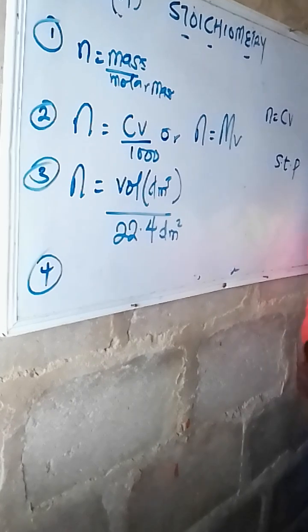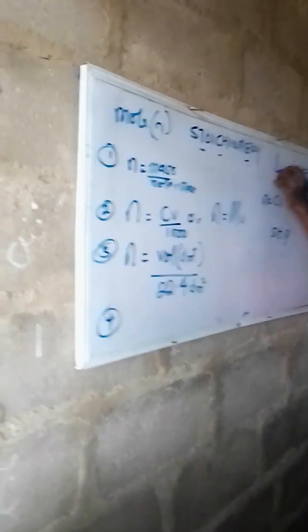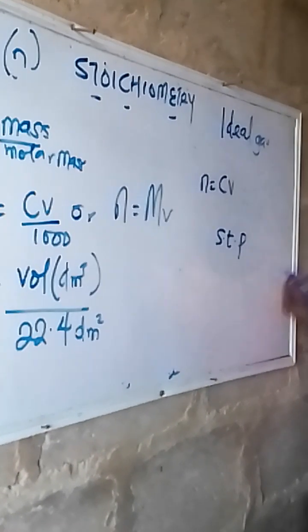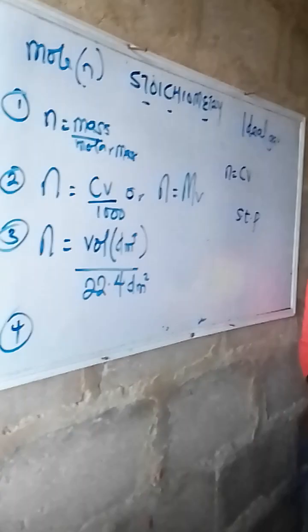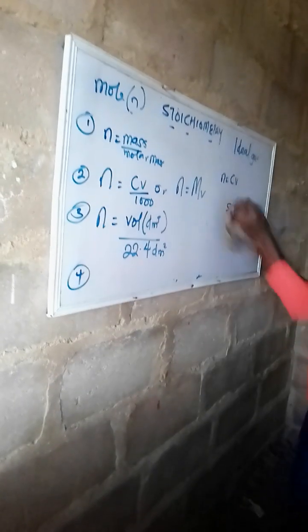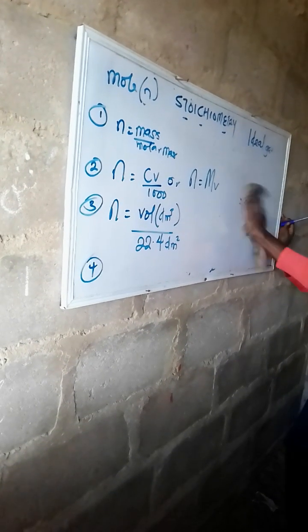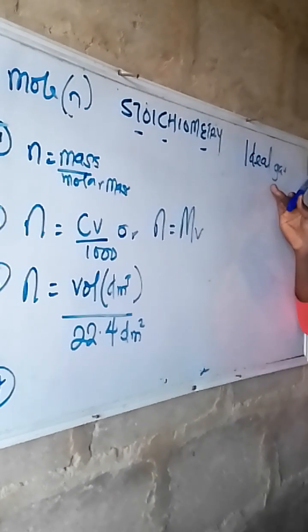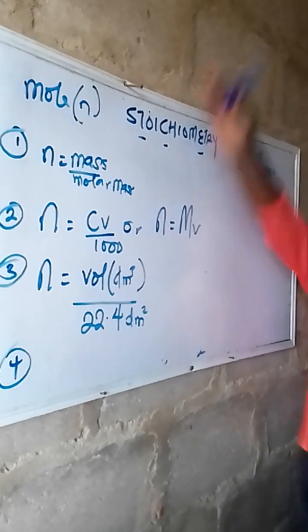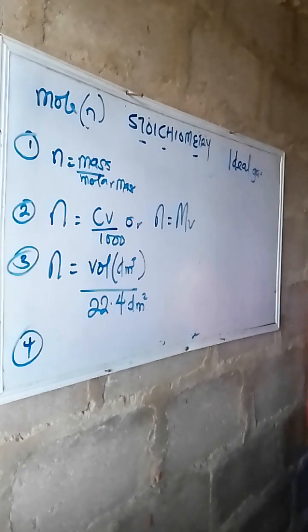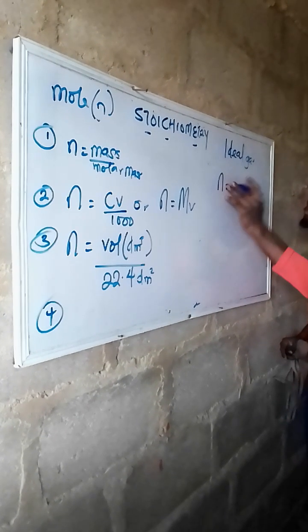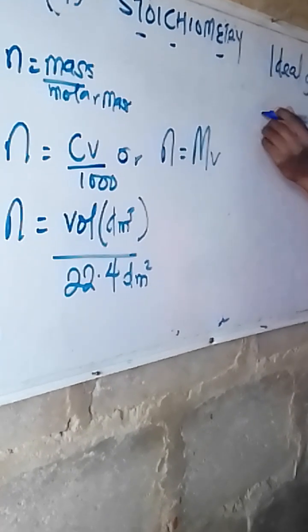Number 4. When you are dealing with something related to ideal gas. Are we together? Then you use a formula where you have to calculate the number of moles, but in that question you see something of ideal gas. You can't use any one of these formulas. It implies another formula. What would that be?